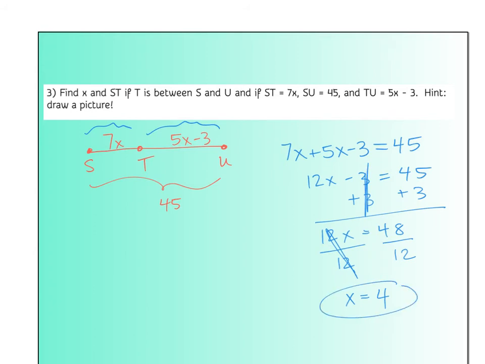If you go back and read the question, it says find x and ST. Now ST is this distance up here. So what are we going to do to find ST? Well, ST equals, that means the distance from S to T. And see how it's 7x? Well, x is 4. We just figured that out. So it's going to be 7 times 4. 7 times 4 is 28. And that is the distance between S and T. Again, they don't have labels, so we don't have to worry about labels.